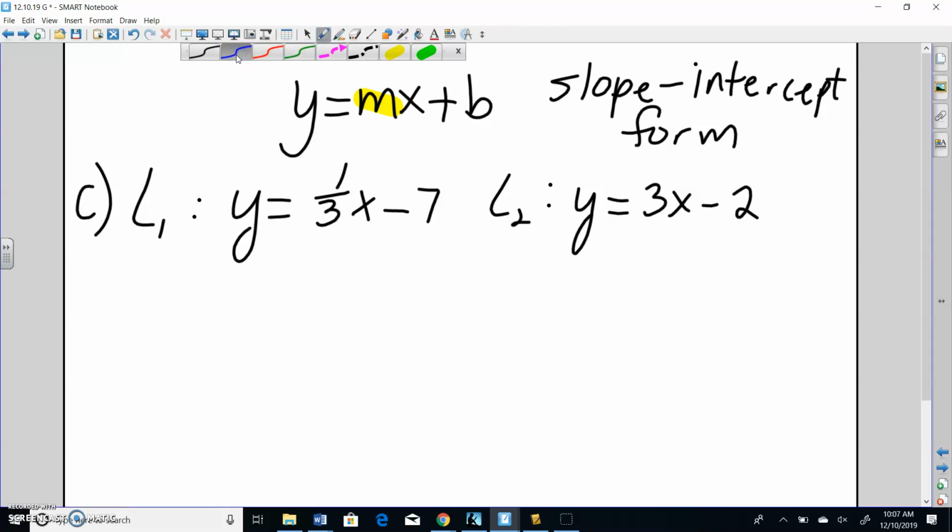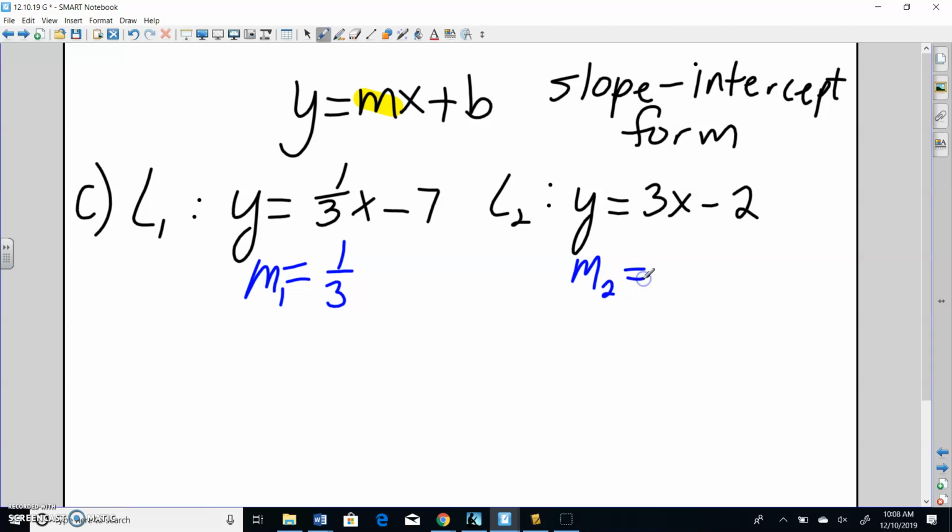Let's see, Zayden, on the first line, what's the slope? One over 3, or 1/3. And what's the slope of the second line then? 3 over 1. Okay, are these equal? No, so they're not parallel. So now we want to take the product of them. So 1/3 times 3 over 1, what does that equal?